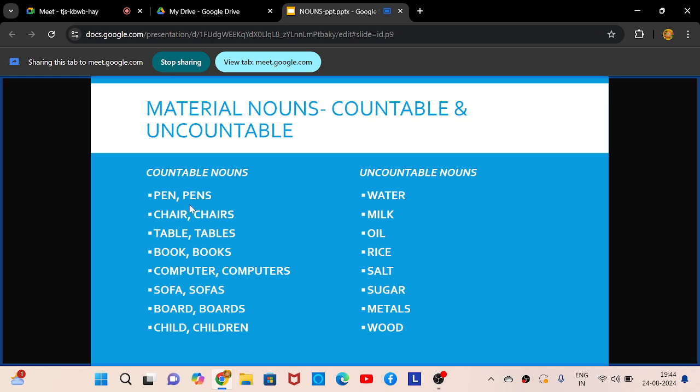That is, if a noun is countable, it can have both singular and plural. Right? We can say it as one, and we can say it as many.